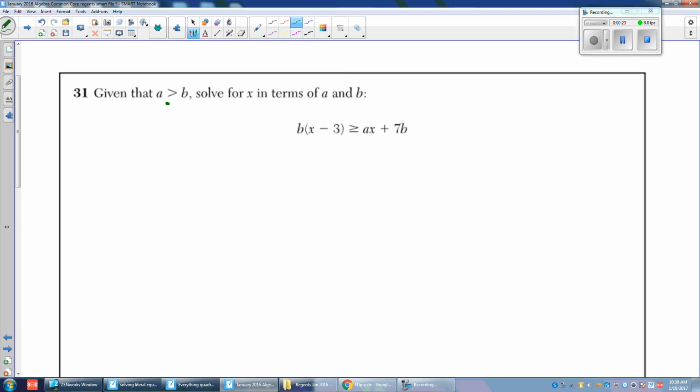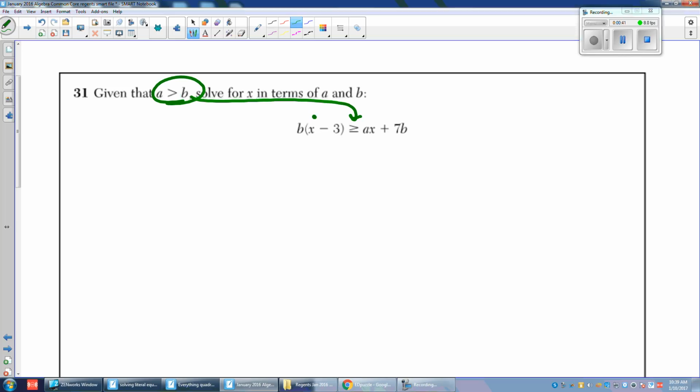The only reason that this needs to be acknowledged is so that we know that we're not going to deal with any negatives and change the direction of the inequality. So the inequality is going to stay in the same direction because we're not dividing by any negatives. We have to solve for x.